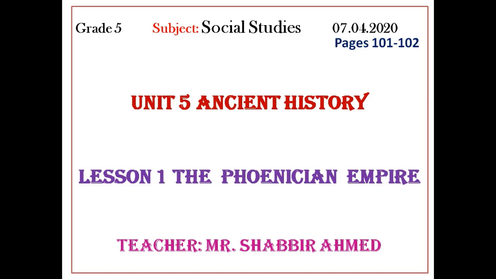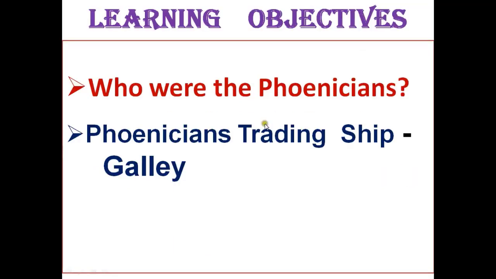So now, the first lesson of this unit we are studying. Let's look at the learning objectives of today's lesson, where we are going to see who the Phoenicians were, and the Phoenicians' trading ship called Galley. What the Phoenician trading ship was and why it was called a Galley, we are going to see in today's lesson. So here the first part is, who were the Phoenicians. Let's see about who the Phoenicians were.